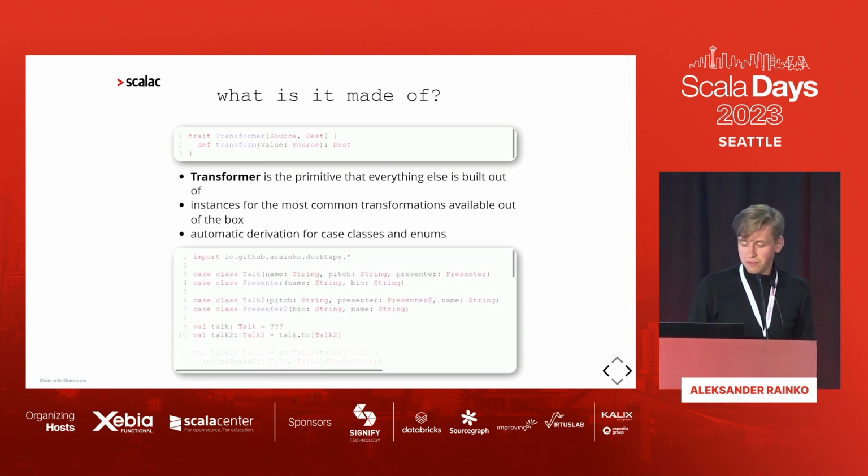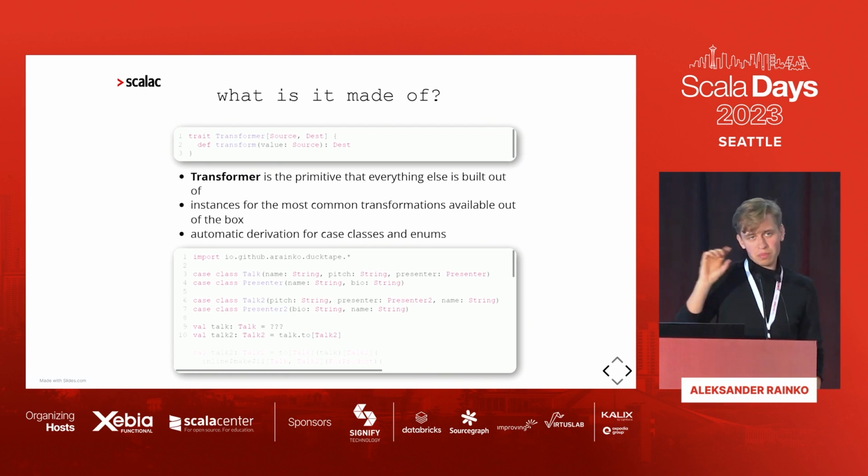Yeah, so let's see an example. First things first, there's an import here. Just imagine that import is in every other example I show you here. There are two sets of case classes here, Talk and Presenter, and Talk2 and Presenter2. Talk has a name, a pitch, and a presenter, and the presenter itself has a name and a bio. And Talk2 has all of the same things, just in a different order, doesn't really matter.